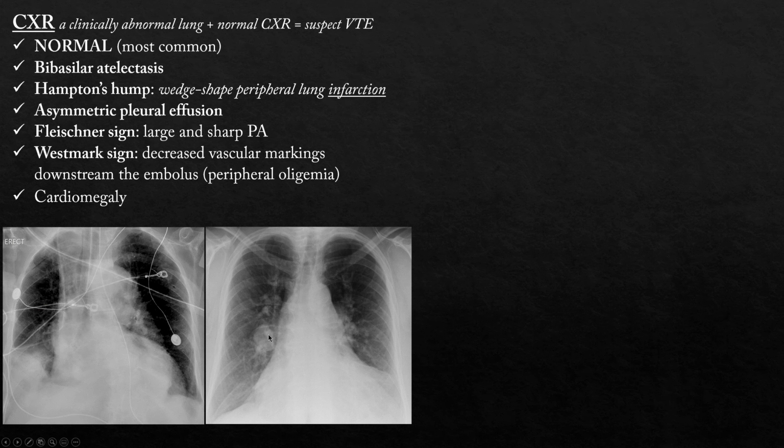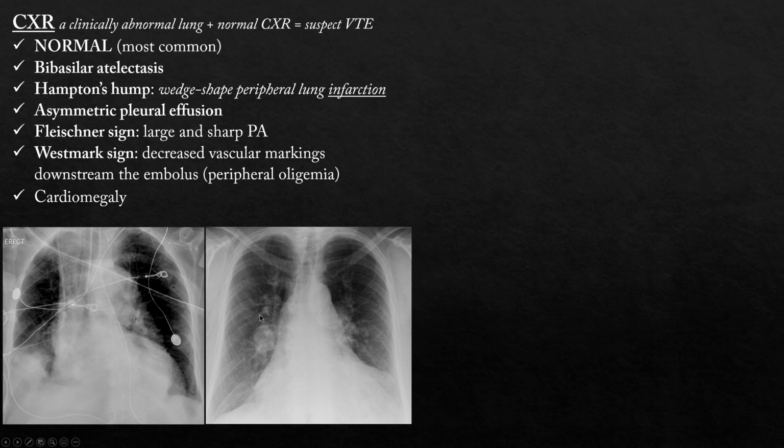But when they assessed this patient and did the CTPA for this patient, it turned out that this patient has large PEs that affected both pulmonary arteries, right and left, and led to this large and sharpened appearance of the pulmonary artery branches.